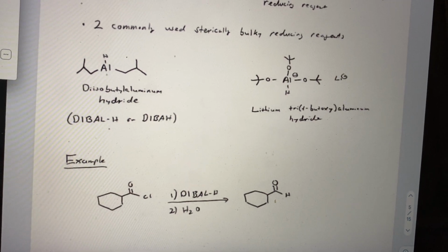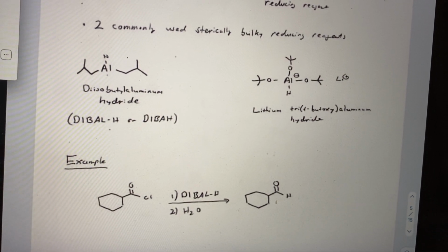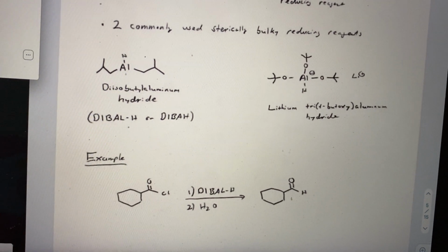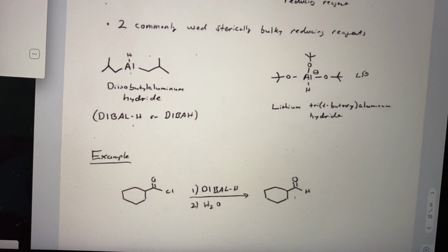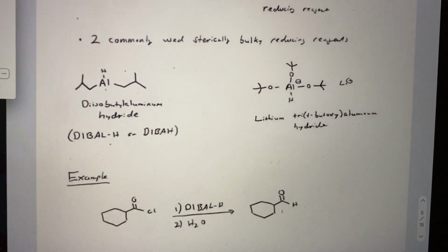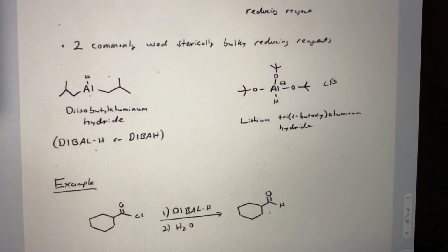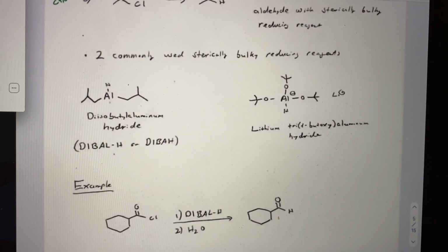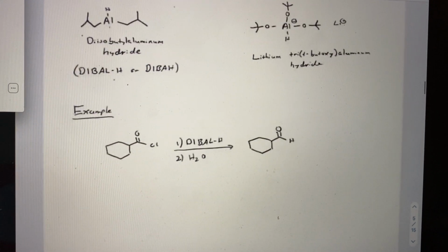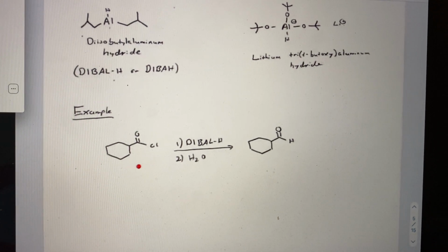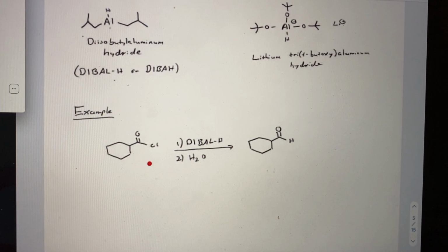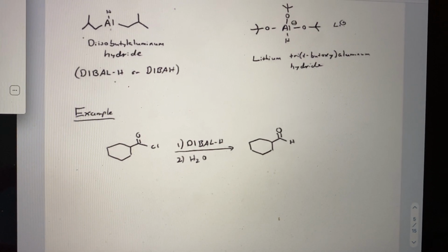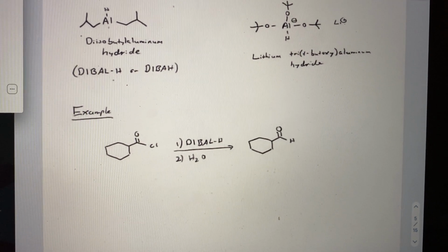So what these reagents do is they react with the acyl chloride because it's so reactive. Even though they're sterically bulky, it still allows you to reduce the acyl chloride. But the aldehyde is not quite as reactive, so you can actually stop the reaction at the aldehyde. As an example, on the bottom here, if we had this acyl chloride and you wanted to reduce this only to the aldehyde, you would use something like DIBAL-H to then generate the aldehyde.